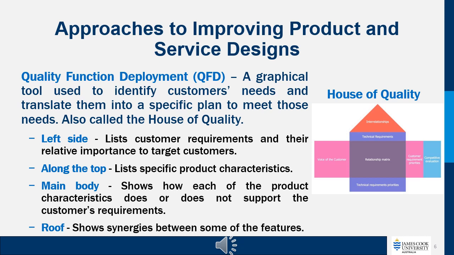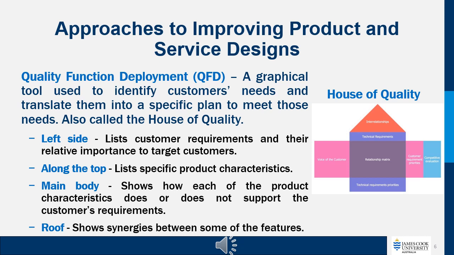Left side, list customer requirements and their relative importance to target customers. The left side of the house of quality represents the customer requirements, which are identified through the voice of the customers. These requirements represent the needs, expectations, and desires of the customers. The customer requirements are typically listed in a hierarchical format with the most general requirements at the top and the more specific requirements below. The relative importance of each requirement is also determined to prioritize them based on the customer preferences.